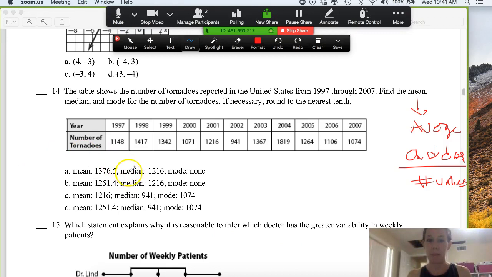The median, think median is middle. And mode, I remember mode because MO means it's the one that occurs the most. Okay, sometimes there's not a most. Everything occurs once and there is no most.